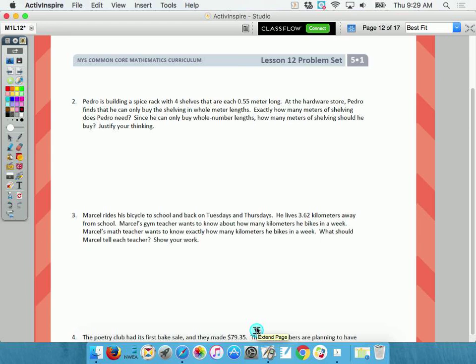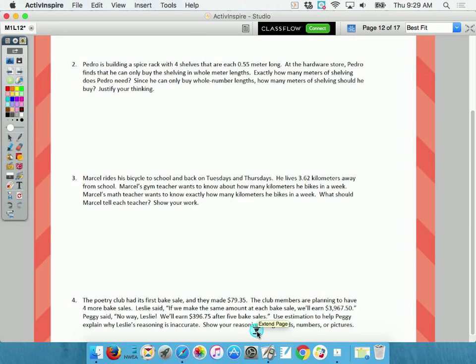Okay, so there's 2 ways to do this problem, and I want to talk about both ways. Now, me being a perfectionist, I would probably do it a little bit differently than someone who just wants to save money. Okay? So let me read this, and then we're going to talk about the 2 ways. Pedro is building a spice rack with 4 shelves that are each 5/500 meters long. At the hardware store, Pedro finds that he can only buy the shelving in whole meter lengths.